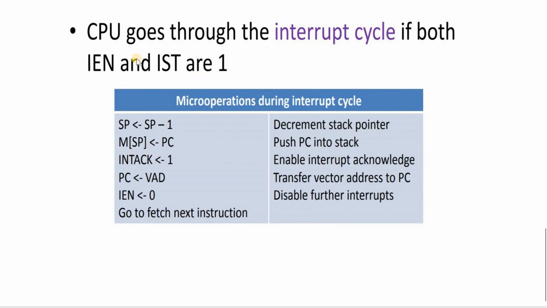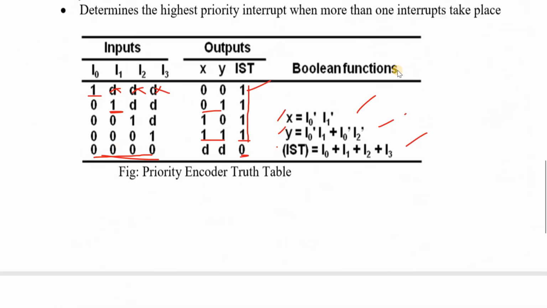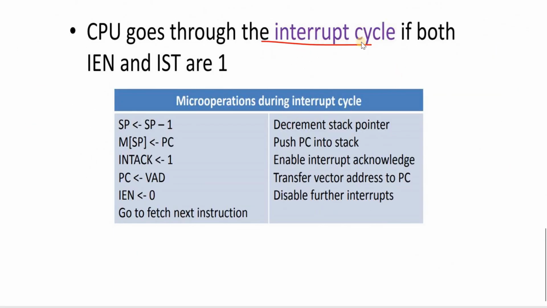In this case, the CPU goes to the interrupt cycle. The CPU goes to the interrupt cycle if both the flag bits, interrupt enable IEN and interrupt status bit, are equal to 1. So what will happen in this case? The stack pointer is decremented by 1. That means this is the mainline sequence.